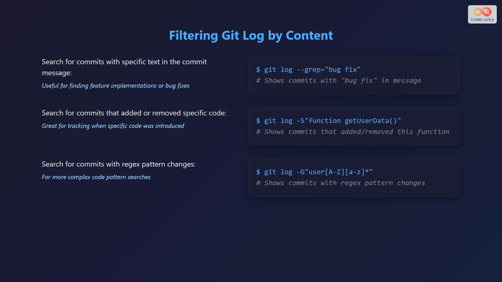You can also search for commits that added or removed specific code. This is helpful for tracking when a particular piece of code was introduced or removed. Use the -S option followed by the code you want to search for. For example, git log -S "function getUserData" will show commits that added or removed this function. For more advanced searches, you can use regular expressions to find commits that match a specific pattern. Use the -G option followed by the regular expression pattern. For example, git log -G"user.*" will show commits with changes matching the provided regex.